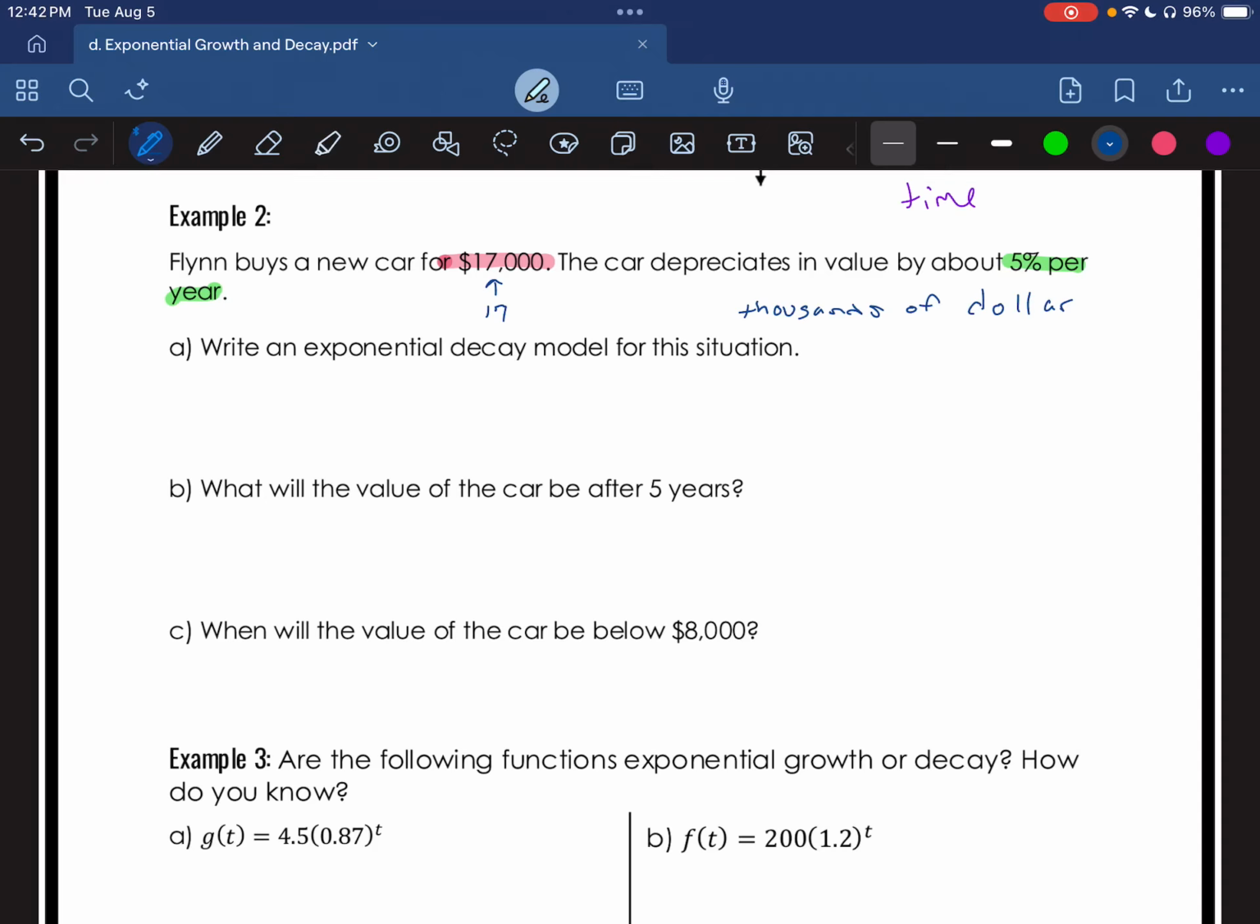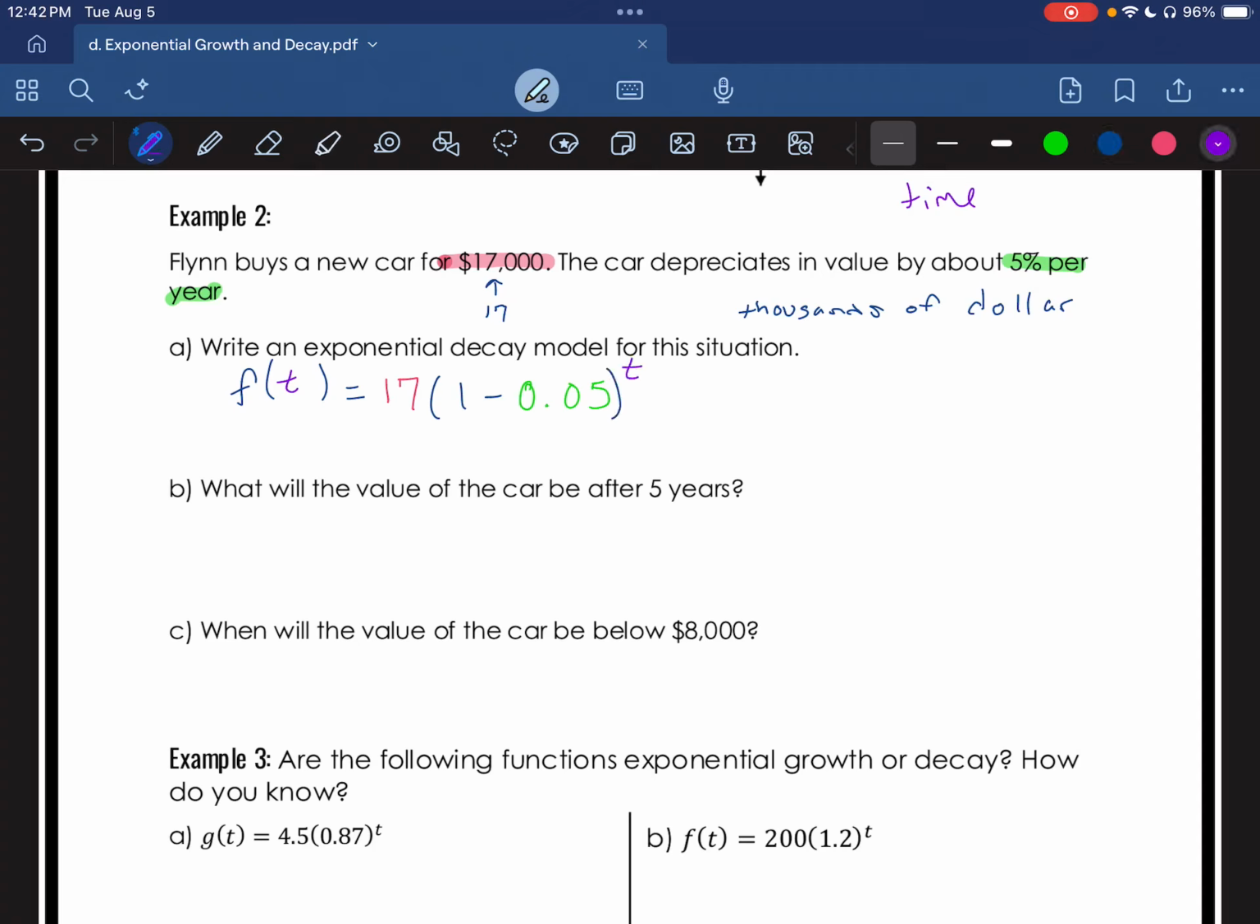this is going to look like f of t is equal to 17 times 1 minus 0.05, our decay rate, and then to the tth power. So if I want to know how much Flynn's car is going to be worth after 5 years, I'm going to plug that value in for t.